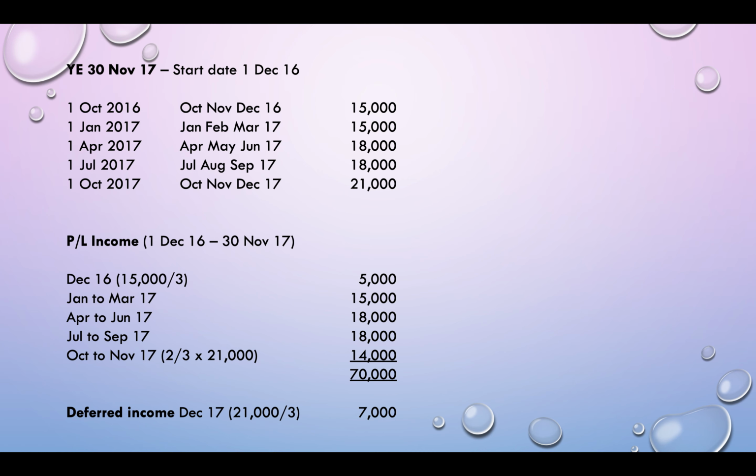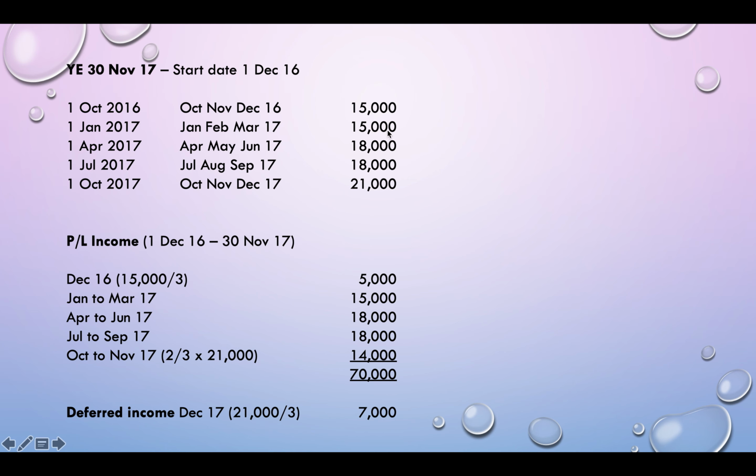P&L income consists of always 12 months because you're reporting for the 12 months year end 30th November 17, and the start date is the 1st of December 16. Therefore, you work in a chronological order. From the 1st of December, what you have as information is it was 15,000 for the quarter. You only need December, therefore 15,000 divided by 3. We don't care about October, November 16 because it doesn't fall in our accounting year.